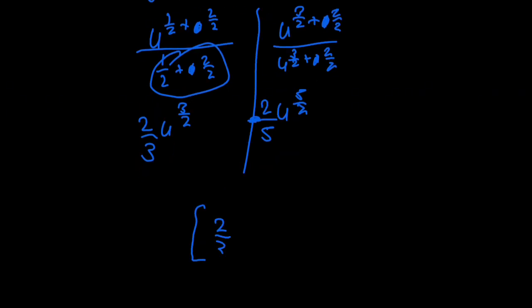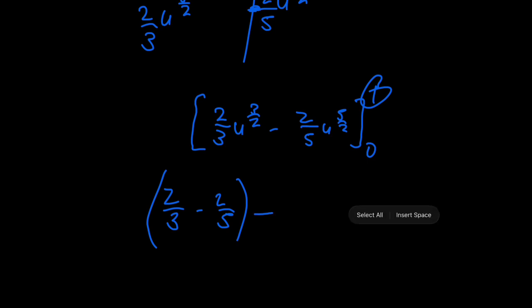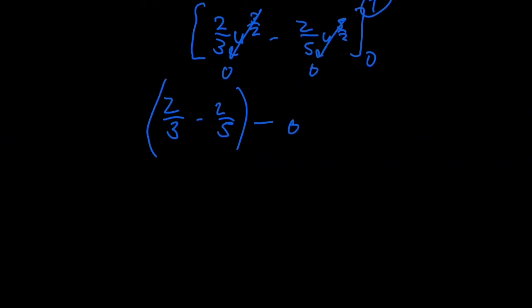So we can combine these and we get 2/3 u to the 3/2 minus 2/5 u to the 5/2 from 0 to 1. Okay, now we plug in the upper bound, so we get 2/3 minus 2/5. We put that in a bracket, minus, and then we plug in the lower bound. If you plug in 0 into here, this cancels to 0, and this also cancels to 0. So we can just leave it as 0. So our final answer then would be 2/3 minus 2/5.